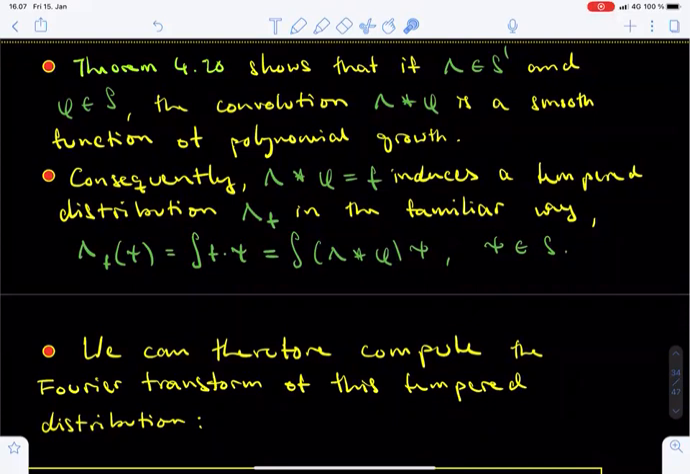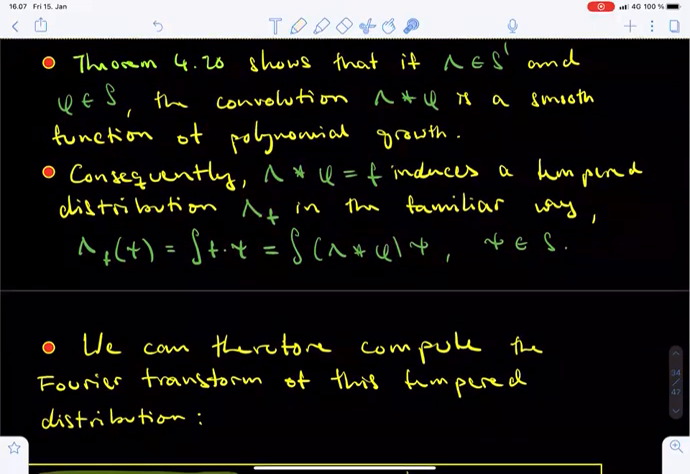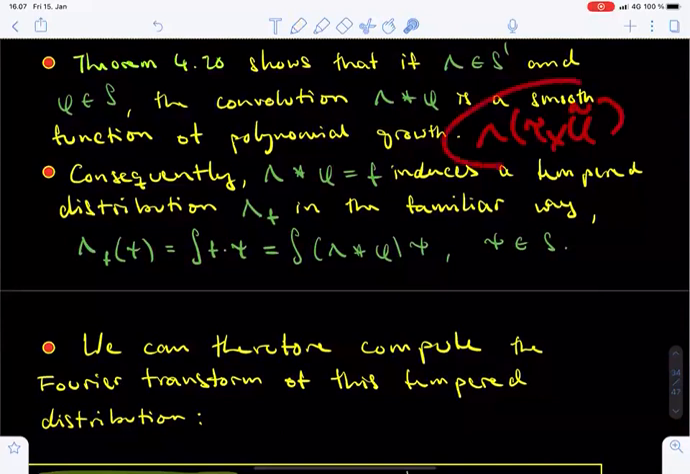In the previous lecture we verified that the convolution between a tempered distribution lambda and a Schwartz function phi is an infinitely differentiable function which is polynomially bounded. Recall once more that this convolution was initially defined as a function on Rd whose value at the vector x in Rd is given by the distribution lambda evaluated at the Schwartz function tau x of tilde phi.